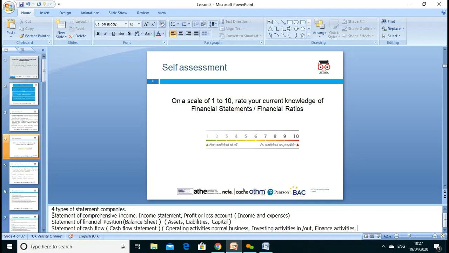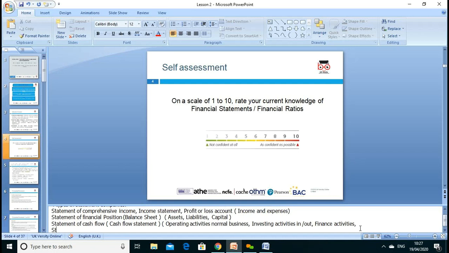So we need to test the knowledge. How many types of statement? Four types of statements. So the last one left, that I've mentioned to you, is the statement of changes in equity. Equity means the capital, share capital, and it is also known as the shareholder statement, which shareholders normally use. It shows dividends, how much dividend we paid.